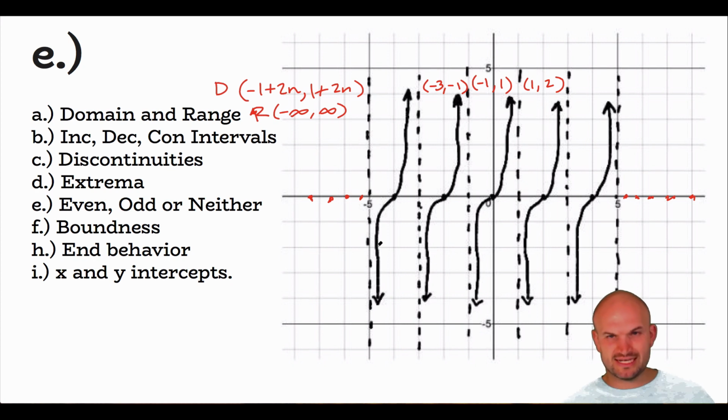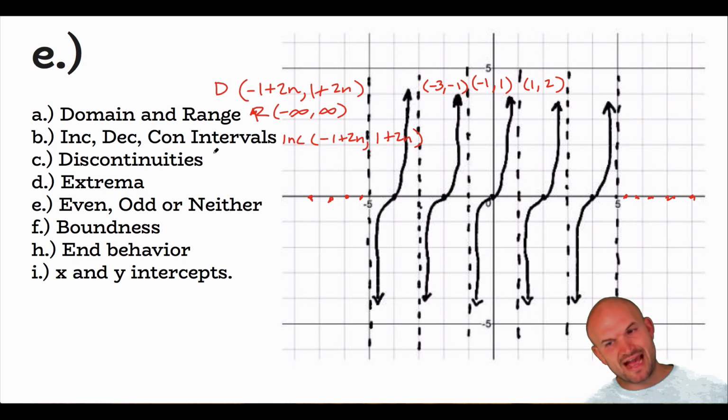This one's kind of interesting. As you read from left to right, the graph is always increasing. And again, the increasing intervals are repeating. So the increasing intervals are going to be the same as the domain. So it's increasing from -1 plus 2n, comma, 1 plus 2n.